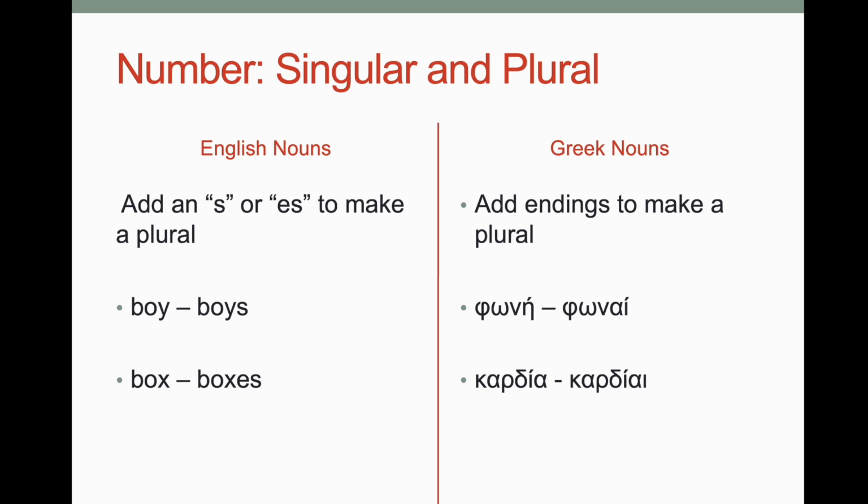How do Greek nouns form their plural? Greek nouns form their plural by adding plural endings on the end of the stem, the noun stem. For instance, examples of first declension nouns that we're learning today are phone and cardia. Phone means sound or voice. Cardia means heart. So phone is the singular form, and phonai is the plural form. Cardia is the singular form, and cardiai, that's the plural form. So voice, voices, heart, hearts. Okay?